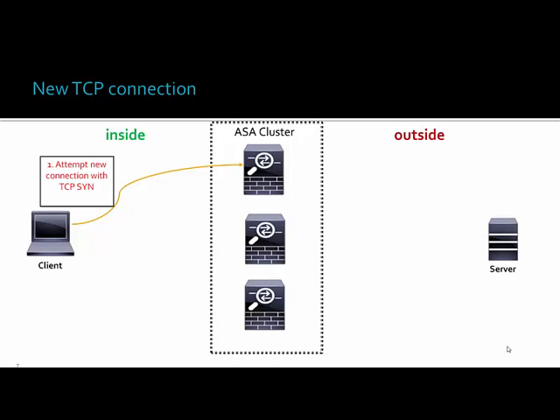The situation will be different in case of UDP connection. Then the unit would have to ask the flow director if this is a new connection or existing one.